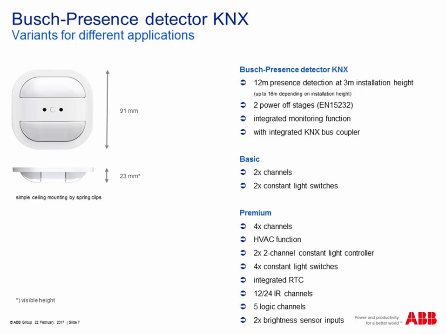The next one is the presence detector, not the mini one, let me say in brackets, the basic size one or the regular size one. The application is completely the same. The only difference is that you have 12 meter presence detection at a 3 meter installation height. And here the visible height is a little bit more. Here we are talking not about 60 millimeter, here we are talking about 23 millimeter, but still very, very flat.